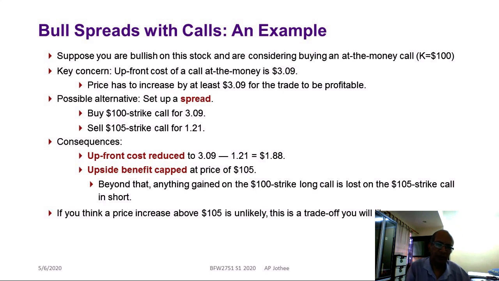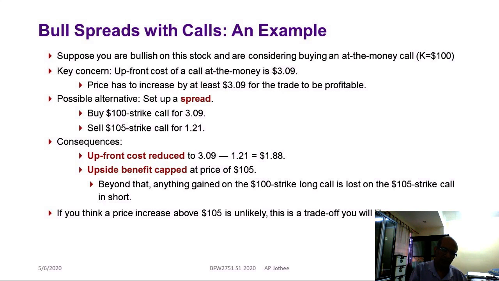Let us see. Suppose you are bullish on this stock and you're considering buying at the money, that is K equals 100. The key concern is the upfront cost of the call is $3.09. The price has to increase at least by 3.09 for the trade to be profitable because your K is 100 and you are paying $3.09. So if the ST goes up to $103 and 9 cents, it'll reach the break even. So if you want to bring down the break even to a nearer level, then you have to subsidize the 3.09.